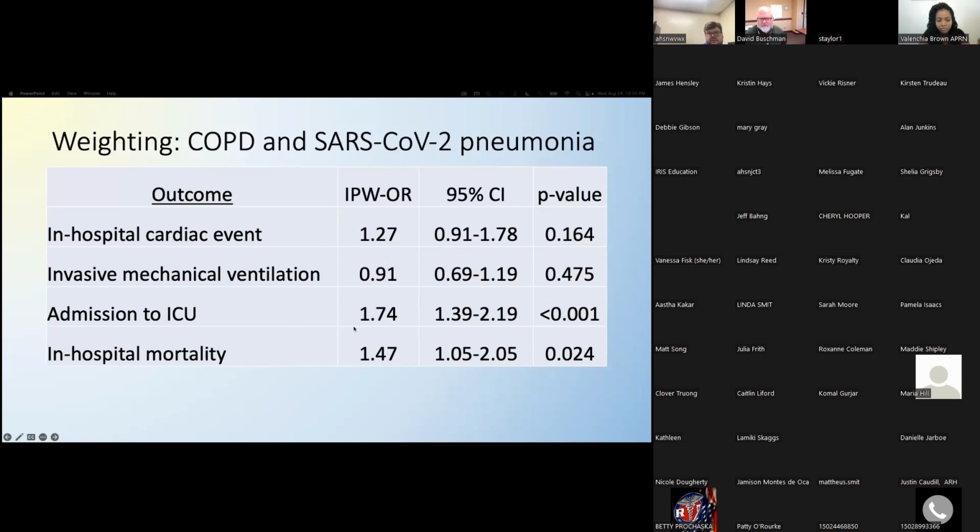And this is accounting for all that past medical history, demographics, and social history in the analysis, and also that severity of disease upon admission.